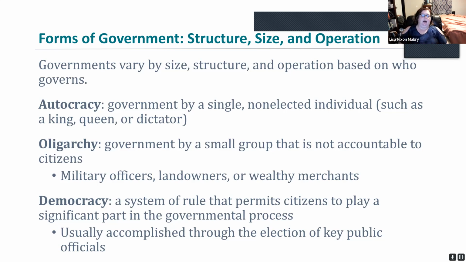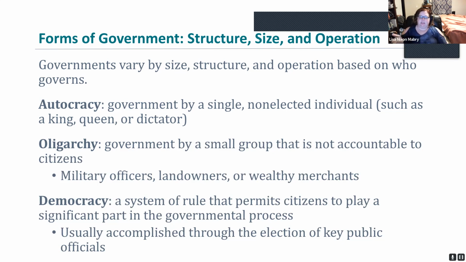So the next one is an oligarchy, which I always have trouble pronouncing. I'm actually surprised my tongue cooperated. Your book says it's a form of government in which a small group, such as landowners, military officers, or wealthy merchants, control most of the governing decisions. So they're not really accountable to the citizens. It's basically the people who run the show.